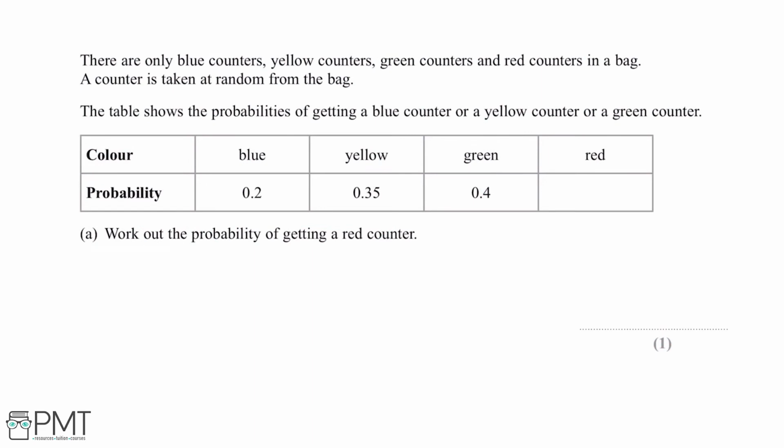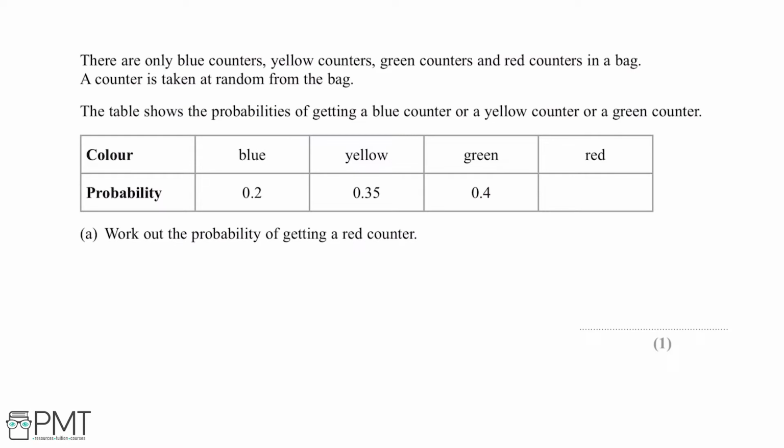There are only blue counters, yellow counters, green counters and red counters in a bag. A counter is taken at random from the bag. The table shows the probabilities of getting a blue counter or a yellow counter or a green counter. Work out the probability of getting a red counter.